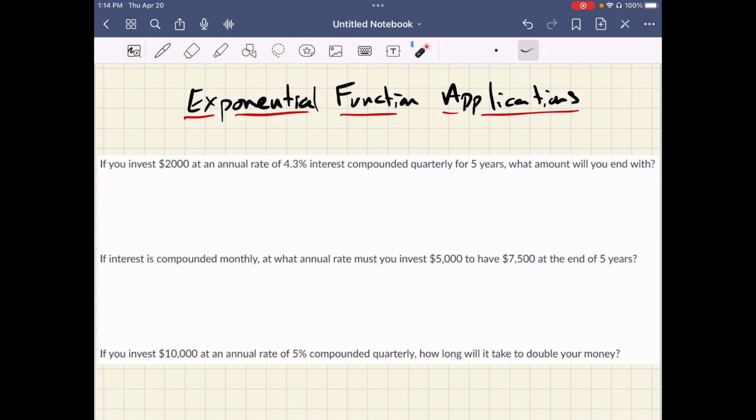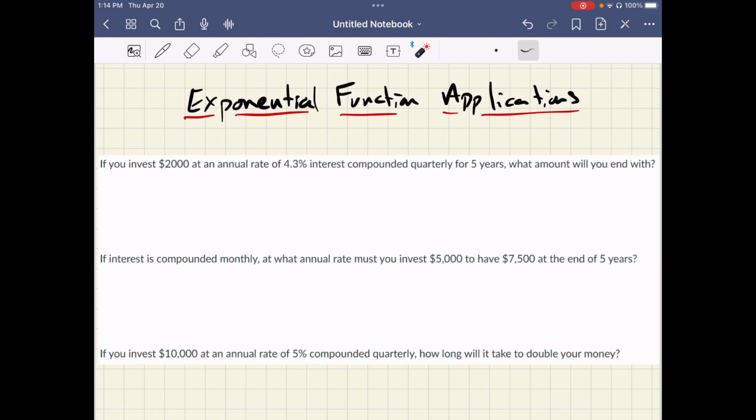In this video, we're going to talk about exponential functions and their applications. The most common application for exponential functions would be savings accounts, where you earn interest on those savings accounts for leaving it in there for a certain number of years and compound it at certain times throughout that year. So we're going to take a look at what that looks like.